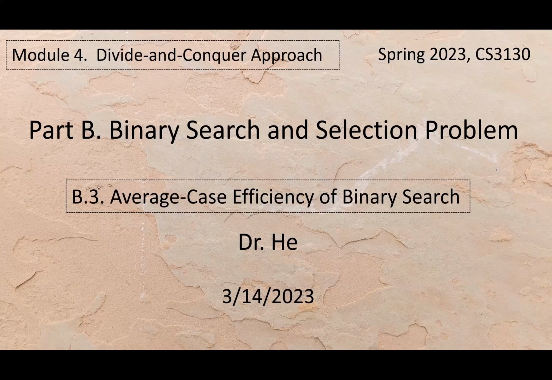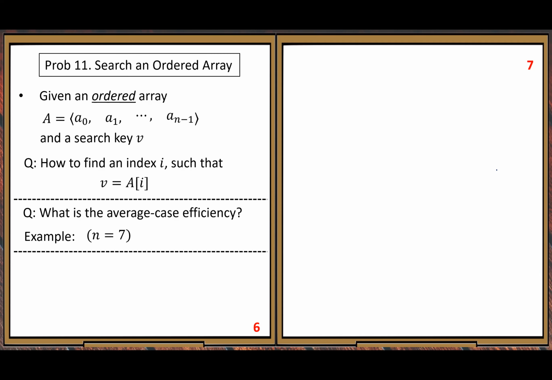Our next topic, B.3, average case efficiency of binary search. Let me use n equals 7 to show you the answer. So what is the answer? Let's look at this example, n equals 7. First, for n equals 7, what is the worst case? Based on our formula, worst case.